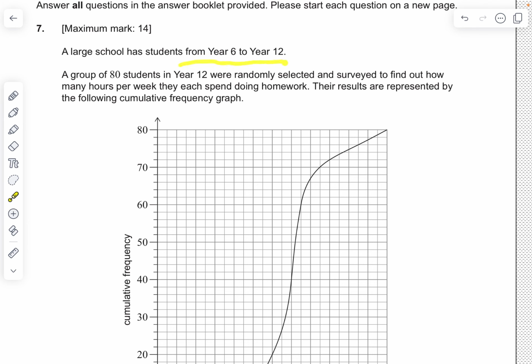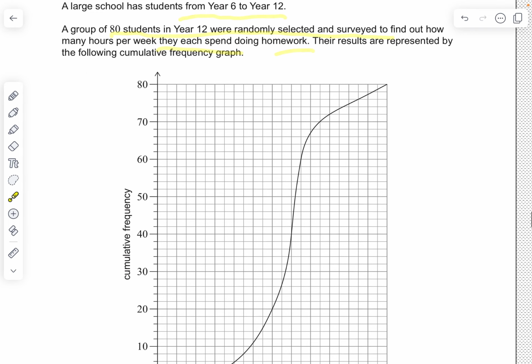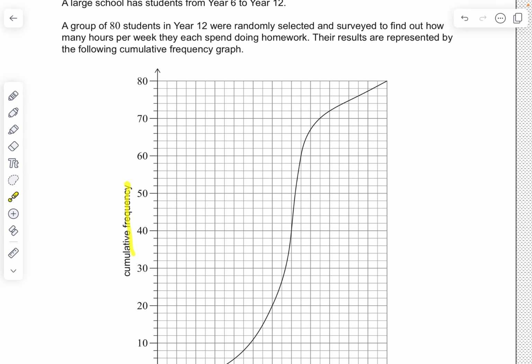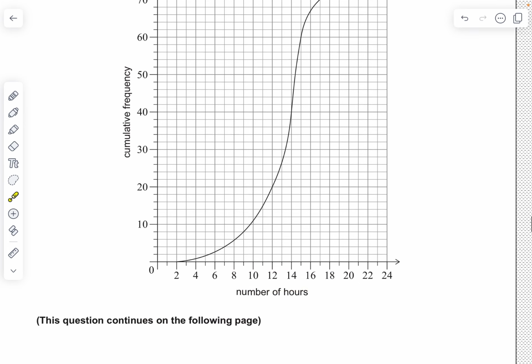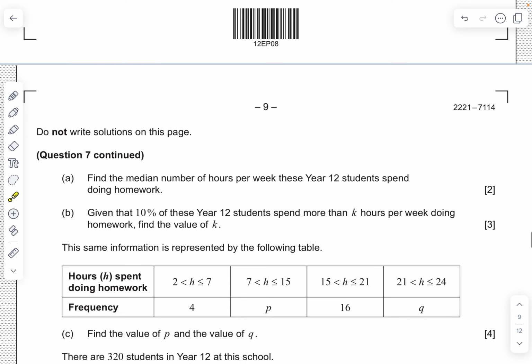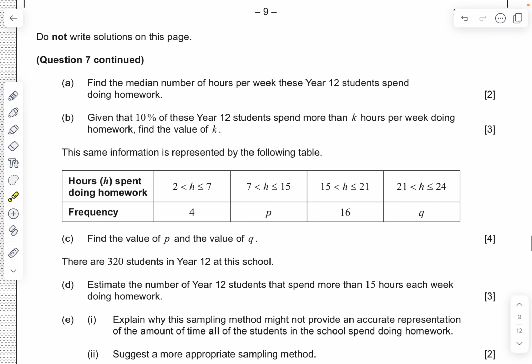A large school, students from year 6 to year 12, there are 80 students in year 12, randomly selected and surveyed to find out how many hours per week they spend doing homework. So we've got a cumulative frequency chart, and the number of hours they spend doing homework is here. So these are year 12 results. Find the median number of hours per week these year 12 students work.